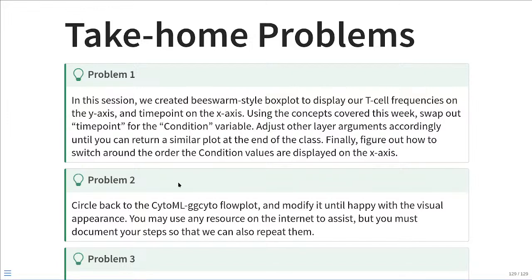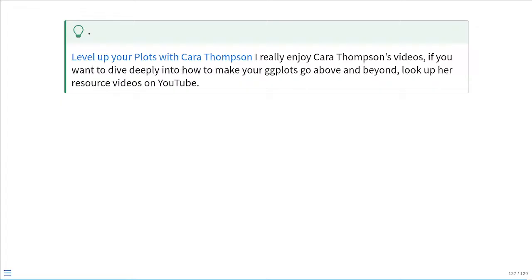Problem 2 is exploring this ggcyto flow plot. Modify it until you are content with how the visual appeal is. This is actual code you'll use continuously throughout the rest of the course, so it's worthwhile tinkering with it. And then the third problem, which cut off at the bottom: we saw these one-dimensional histograms and density plots. Try to break those apart to actually show individual groups also in one dimension, so like show male and female as their own separate histograms. That's the third optional take-home problem challenge.